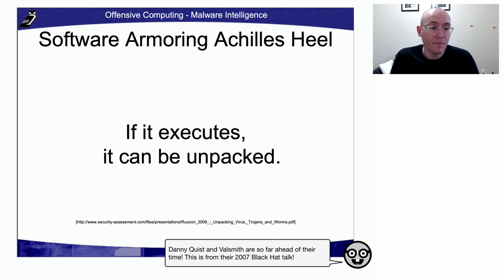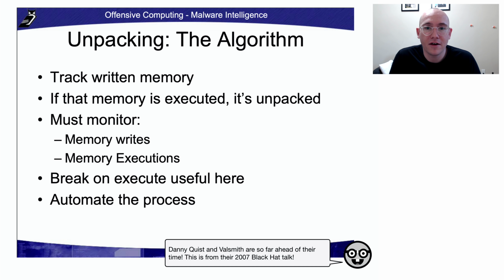So obviously, malware needs to run, and when it can run, you can find it, right? And so what they did was they basically had this algorithm where they would track written memory, and then if it was executed, they would identify it as unpacked code, and then they would dump it out and basically try and reconstruct something out of it. And so they had this very simple algorithm. And like I said, this is what we use today to do memory dumping.